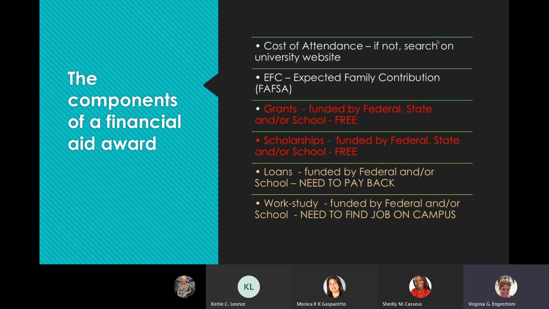You're also going to see grants and scholarships. Those are free money. You're going to see loans that you need to pay back after you graduate. And you're also going to see work study. You may see work study, you may not. But you do have to find a job on campus. They do not give you a job, you need to find it. But we're going to talk a little bit about that too.